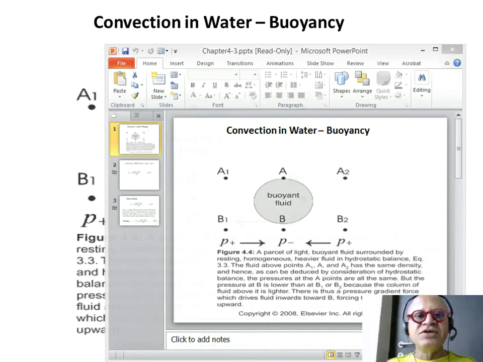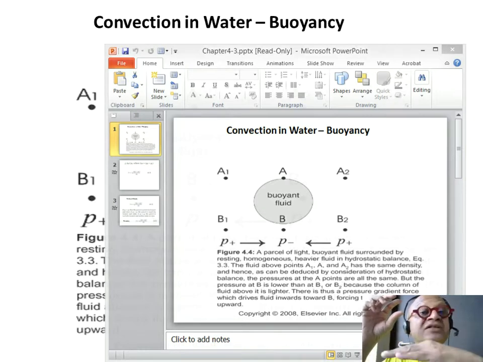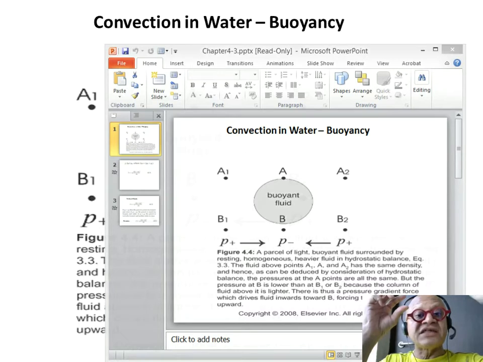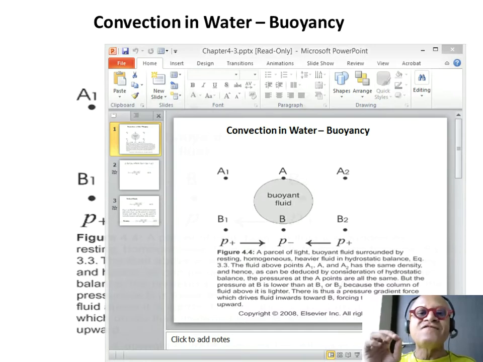So we need the concept of buoyancy for that, because unlike the ball rolling on the solid surface, here we have relative density difference of a parcel of fluid. If it gets lighter with respect to the environment, or if it gets heavier with respect to the environment, it's going to have a buoyancy that's different from the environment, right? So the motion is going to depend on the relative density, so buoyancy.